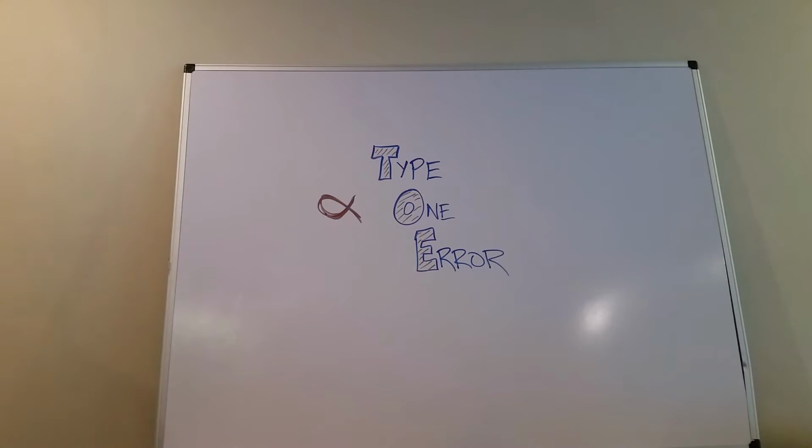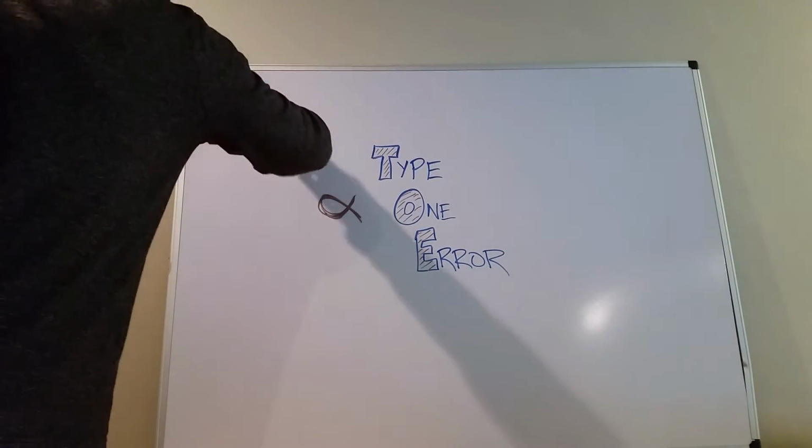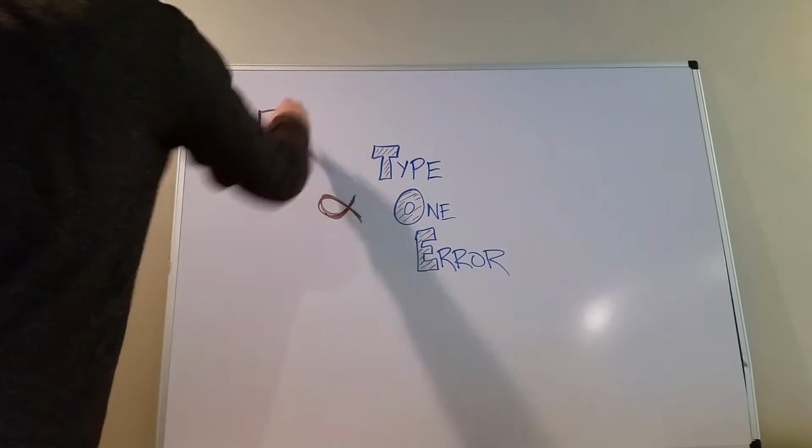A type 1 error is also known as a false positive error. Now, in statistical language, this means that you mistakenly accepted the alternative hypothesis and rejected the null hypothesis. Now, what the heck does that mean? Well, let's go back to what I just said, that it's a false positive. What is a false positive?